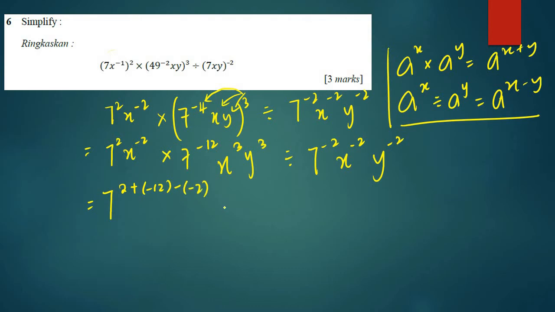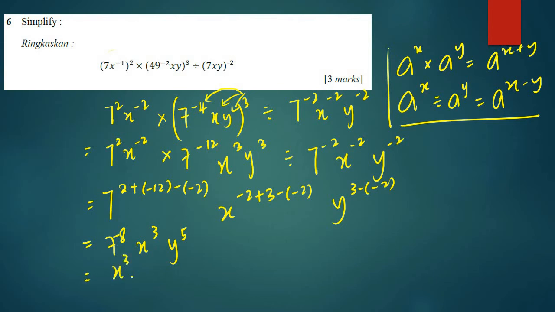So as for x and y, 7 will get to the power of 8. X: negative 2 plus 3 is 1, plus 2, 3. Y is 5. Oh, sorry, this is negative 8. So we write it in the proper way. This should be at the bottom. So this is the answer.